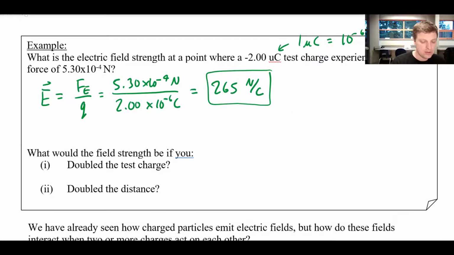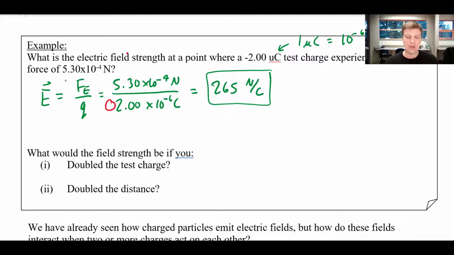Now, a couple of things I want to point out. Just like with forces, you might have noticed that I didn't bother using the negative sign here. I didn't use it because that's not really going to help me determine what the direction is. I'm going to look at my charge and figure out which way the field is emanating at that point, but plugging in a negative there wouldn't really tell me that. So the strength of the field is 265 newtons per coulomb.